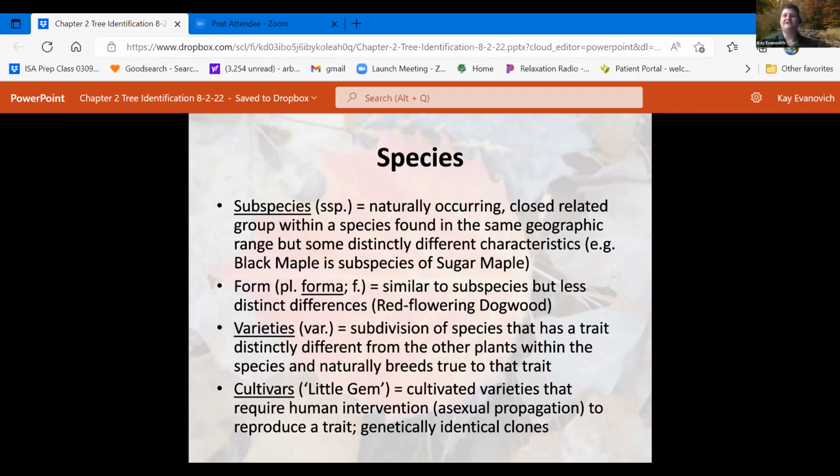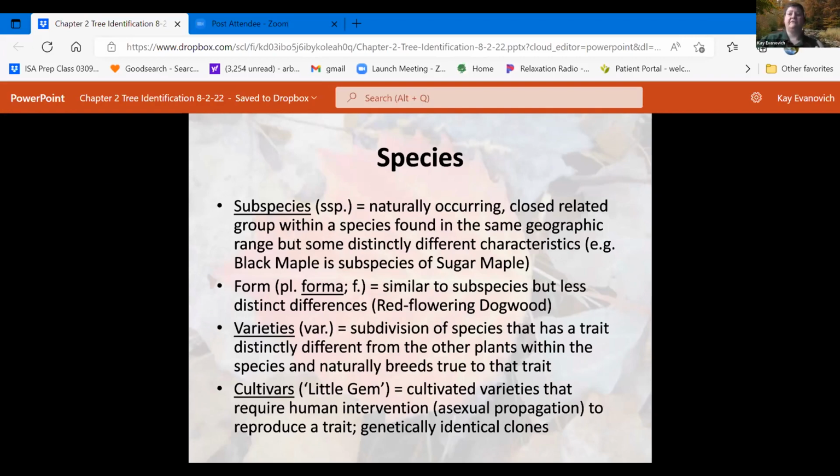And then finally, you have cultivars, like Little Gem magnolia, right? The little quotation marks, right? Cultivars require human intervention, asexual propagation to reproduce a trait. So you're basically dealing with a genetically identical clone. We have created clones of our trees, and that's where these come from. So it doesn't breed true like a variety. It's something that we have to create. It's man-made, right?